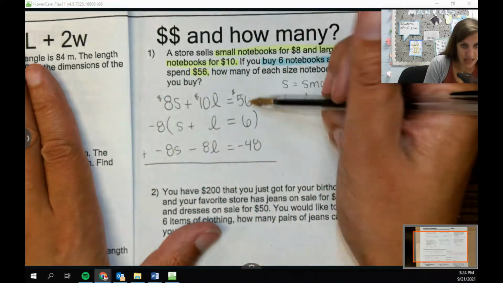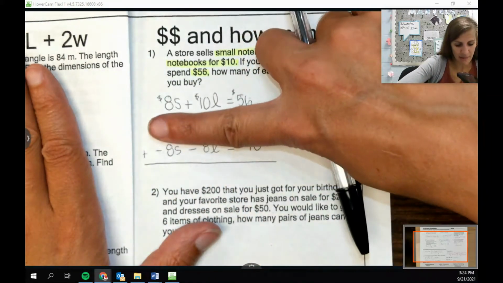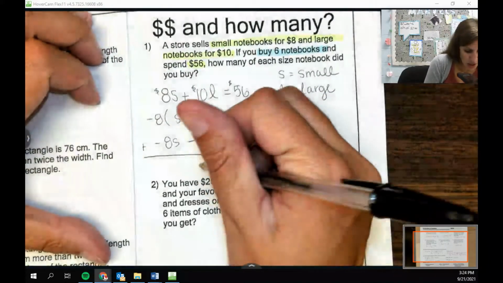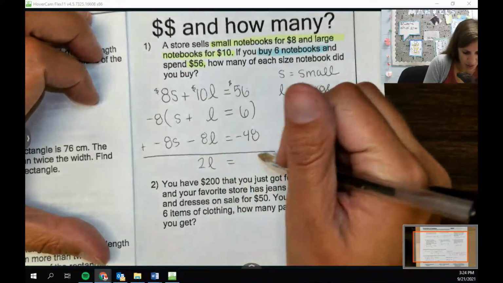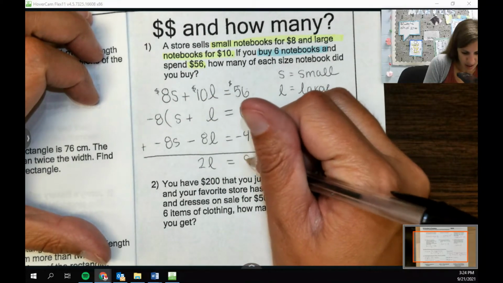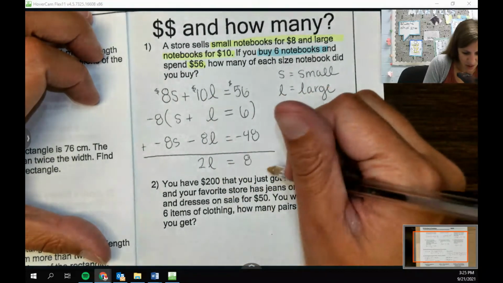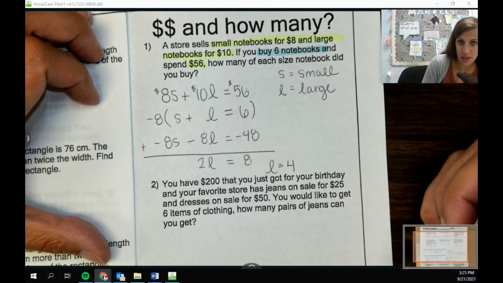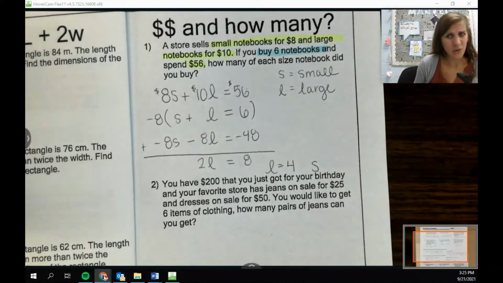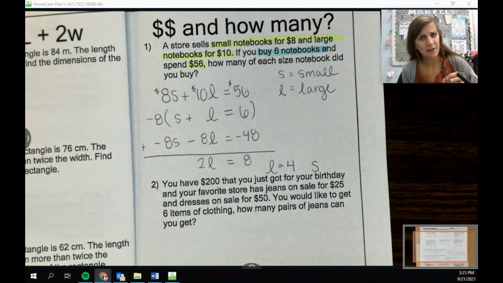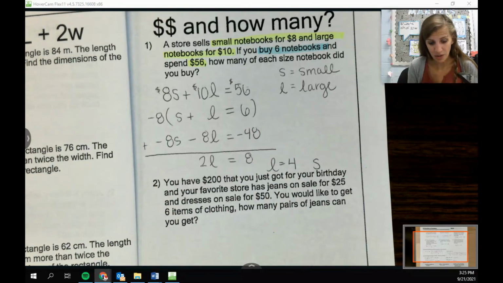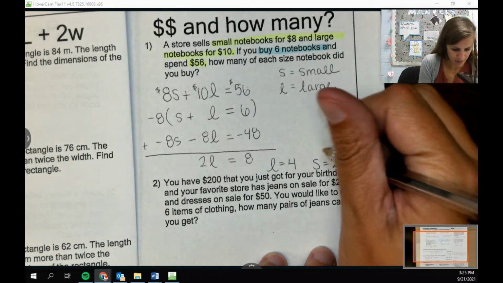And then I'm going to add my top and bottom equation, so I'm ignoring that middle one. And so I'll have 0 S's, 2L equals 8. And so to solve for L, I'll find that there are 4 large notebooks. And once I know that there are 4 large notebooks, I feel like it's pretty easy to figure out the small notebooks because we bought a total of 6. And so if there are 4 large, there has to be 2 small.